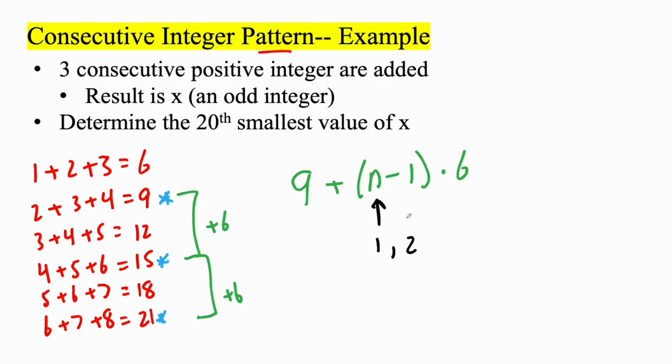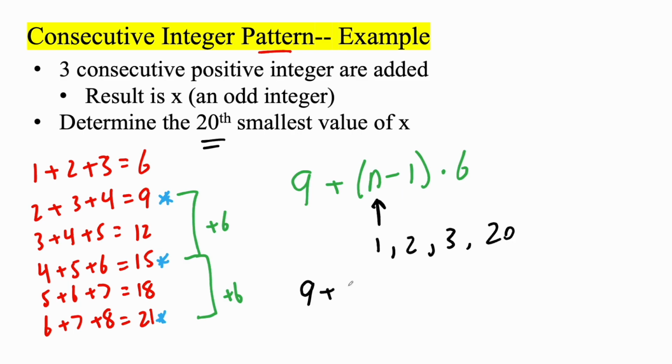So we have 9 plus 0, which is correct. Then let's try 2. 2 minus 1 is 1. 1 times 6 is 6. 6 plus 9 is 15. That's correct. Let's do another one. Let's do 3. 3 minus 1 is 2. 2 times 6 is 12. 12 plus 9 is 21. That's correct. So if you want to find the 20th number, once we have this nice formula, just plug in 20.